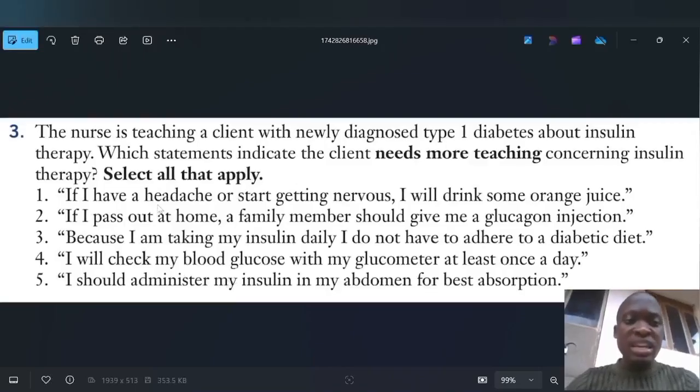Alright, number 3. The nurse is teaching a client with newly diagnosed type 1 diabetes about insulin therapy. Which statements indicate that the client needs more teaching concerning insulin therapy?